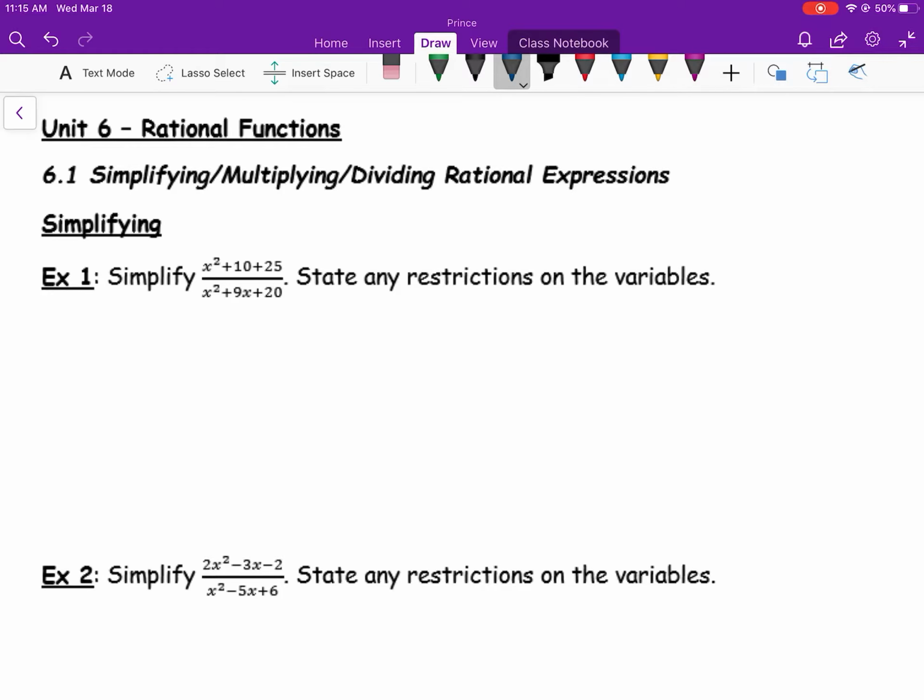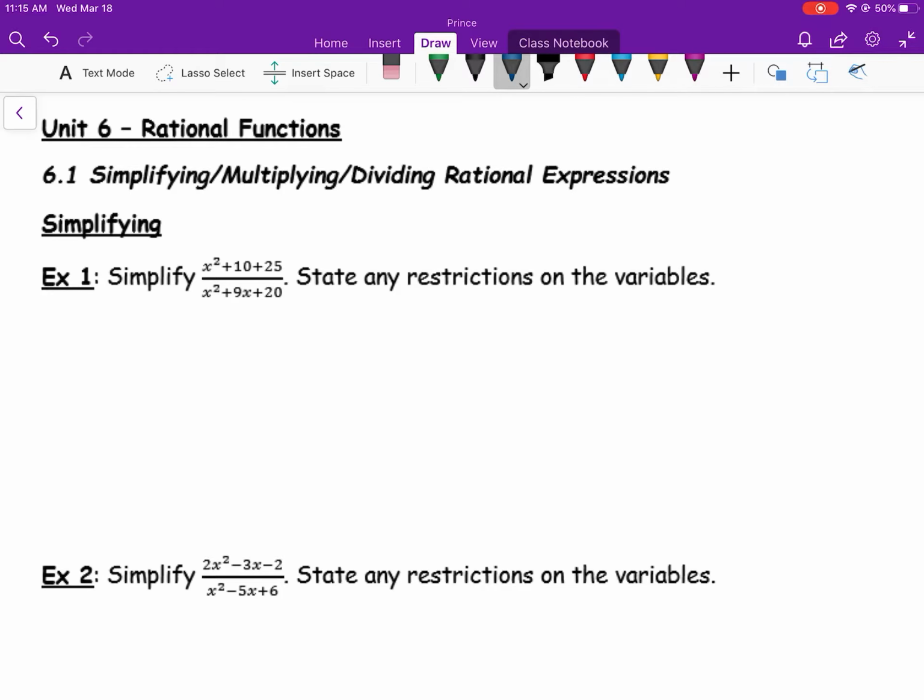So that's simplified. Now multiplying is just simplifying with an extra step. So same thing, you want to factor. We want to do our restrictions. And then we want to simplify. Okay. So I will give these 1, 2, 3, and 4 little sub numbers.